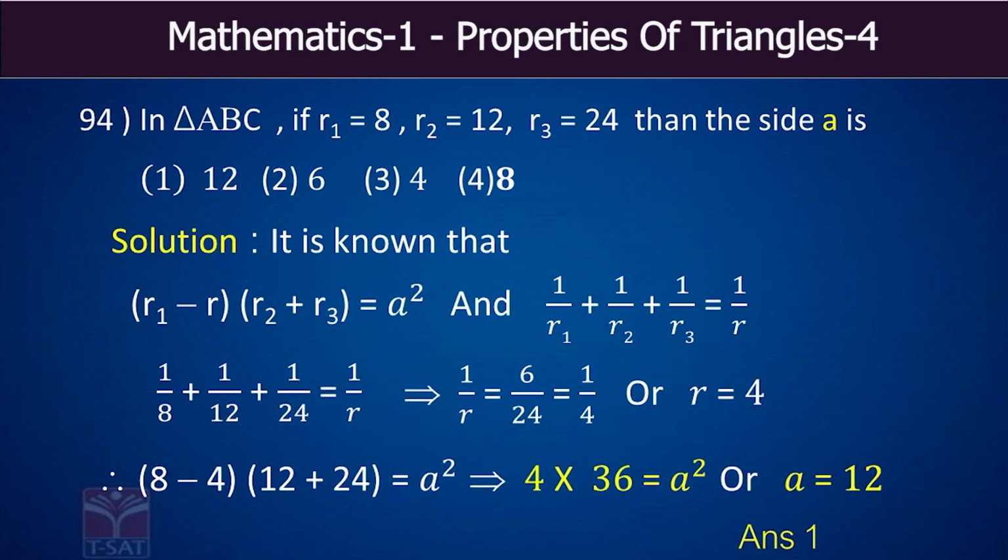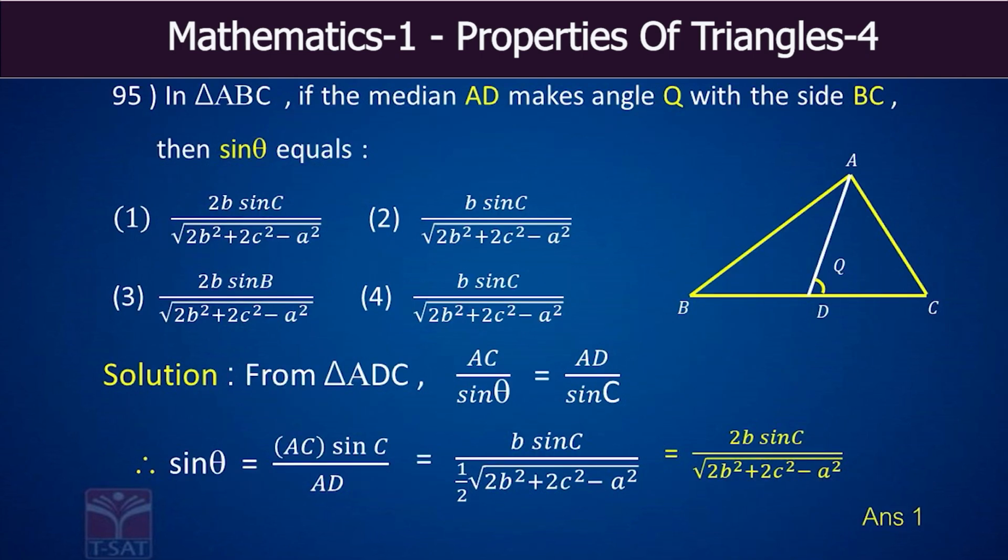So now using this in the above formula, 8 minus 4 into 12 minus 4 into 24 minus 4 is equal to a square, or a square is equal to 144. So a is equal to 12. So option number 1.